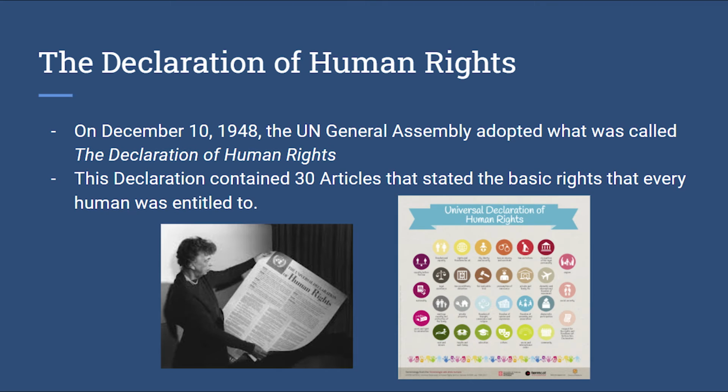The Declaration of Human Rights was created on December 10th, 1948 under the UN General Assembly, and they adopted what was called the Declaration of Human Rights. This declaration contained 30 articles that stated the basic rights that every human was entitled to.